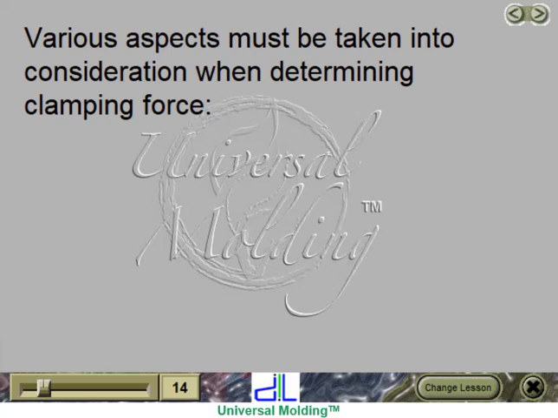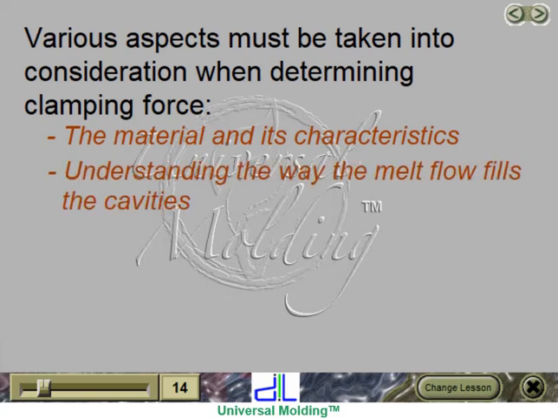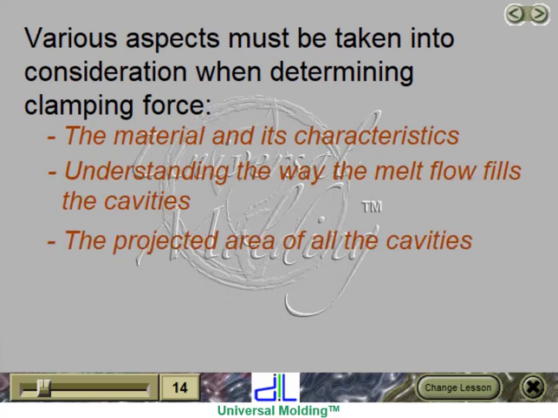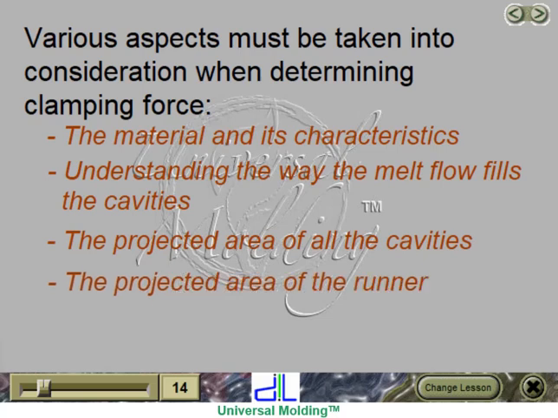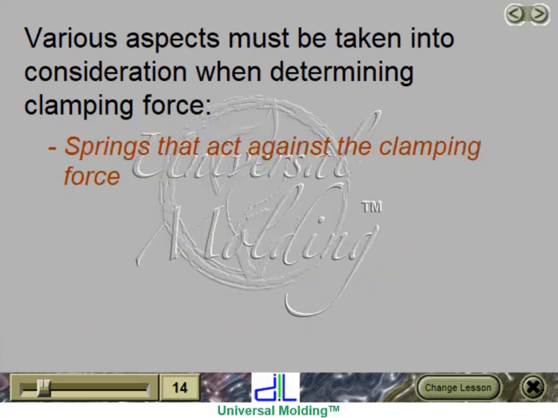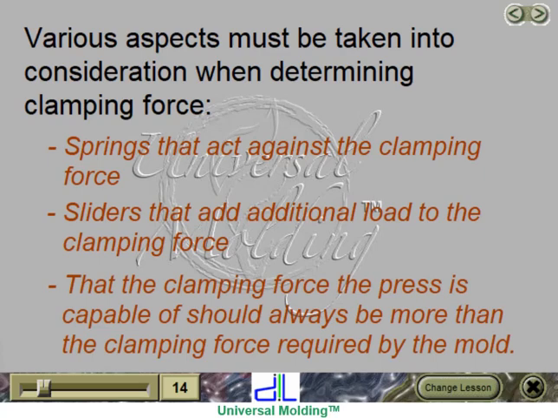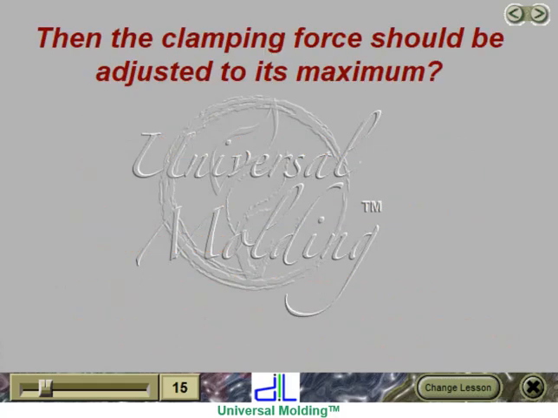Various aspects must be taken into consideration when determining clamping force: the material and its characteristics, understanding the way the melt flow fills the cavities, the projected area of all the cavities, the projected area of the runner, type of mold, 3 plates or stacked mold, springs that act against the clamping force, sliders that add additional load to the clamping force. The clamping force the press is capable of should always be more than the clamping force required by the mold. Then the clamping force should be adjusted to its maximum?